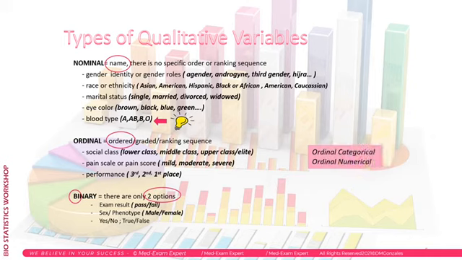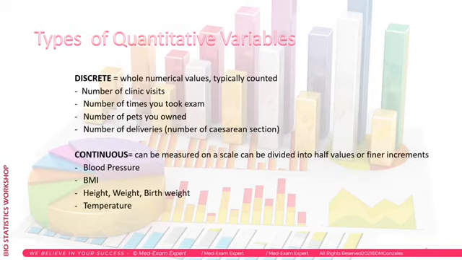So, as I mentioned, ordinal could either be categorical and or numerical. For the quantitative variables, we have your discrete and your continuous. When you say discrete, this involves whole numerical values which are typically counted. For example, number of clinic visits, number of times you took the exam, number of pets you owned, number of deliveries, for example, number of cesarean sections. Again, a favorite exam question or an exam question that came out before.